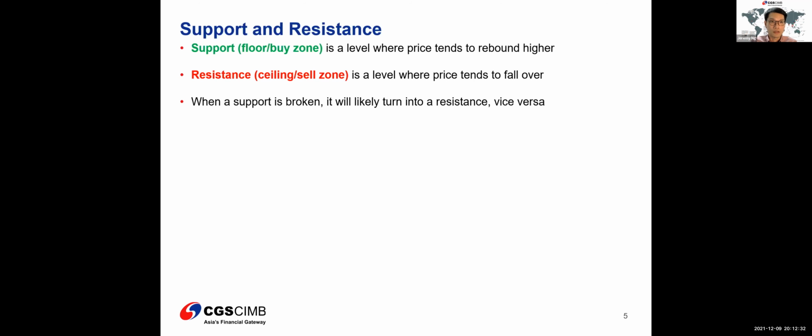And the flip side of things, resistance would be like a ceiling, where prices tend to fall from the ceiling, and henceforth, that is also what we call a sell zone. When prices hit a ceiling, that is also where we would tend to look out to take profit. Or even for those that are more adventurous that look into shorting for equities, you can start looking to short at the resistance level. Another key important point for identifying support resistance is the property that once a support or resistance is broken, it is likely to turn into the resistance if the support is broken, and vice versa.